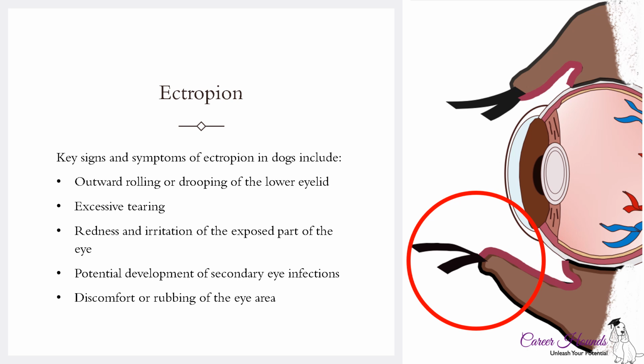Surgical correction aims to tighten and reposition the eyelid to prevent the outward rolling and improve the eye's protection. Regular vet checkups are crucial to monitor and manage ectropion, especially in breeds prone to this condition. This helps prevent complications like chronic eye irritation, infections, and potential damage to the cornea. If you notice any signs of ectropion in your dog, it's advisable to seek veterinary advice promptly.